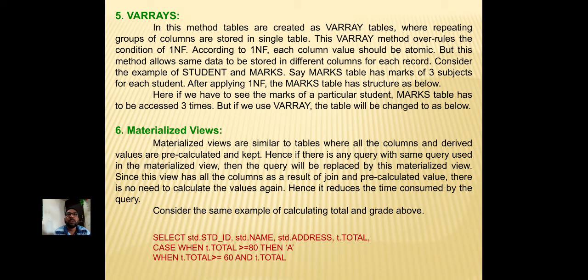Consider the example of student and marks. Say the marks table has marks of 3 subjects for each student after applying first normal form. The marks table has the structure as below. Here, if we have to see the marks of a particular student, the marks table has to be accessed 3 times. But if we use varray, the table will be changed as below.